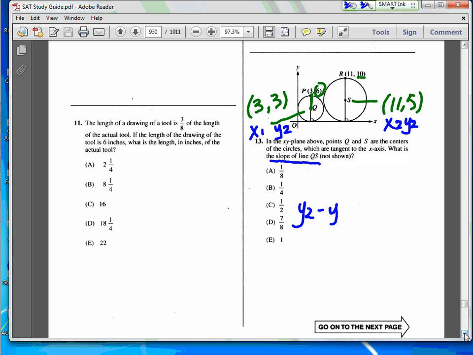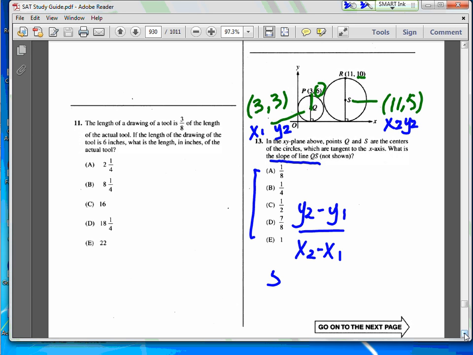And it does matter if the y's are on top or if the x's are on top, and they're pretty much always going to have an answer choice for you here if you mess that up. So just work on remembering that it's the difference of the y's over the difference of the x's. And then we can plug those pieces of information in to get our slope.